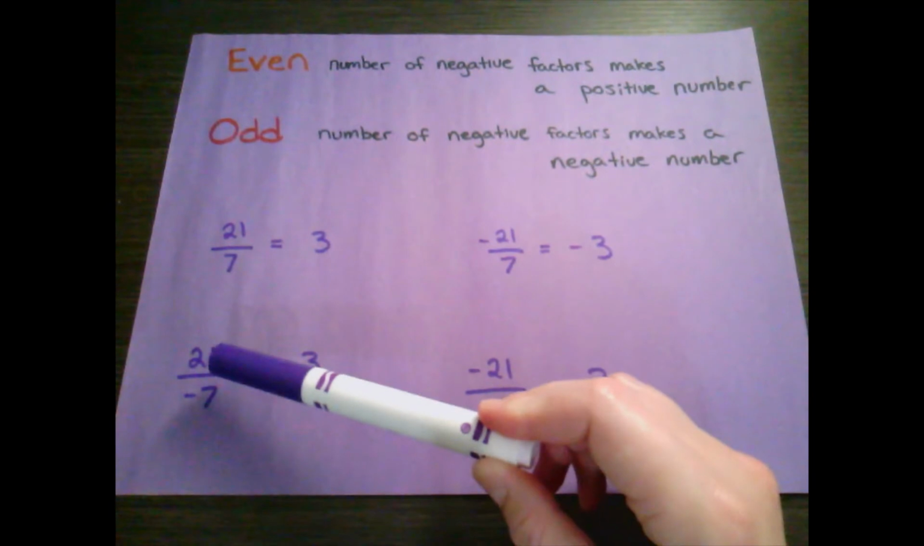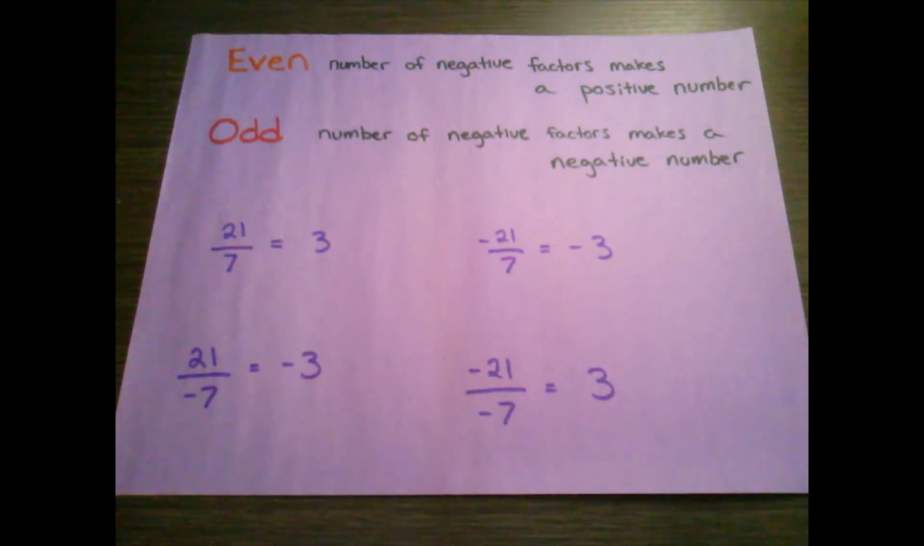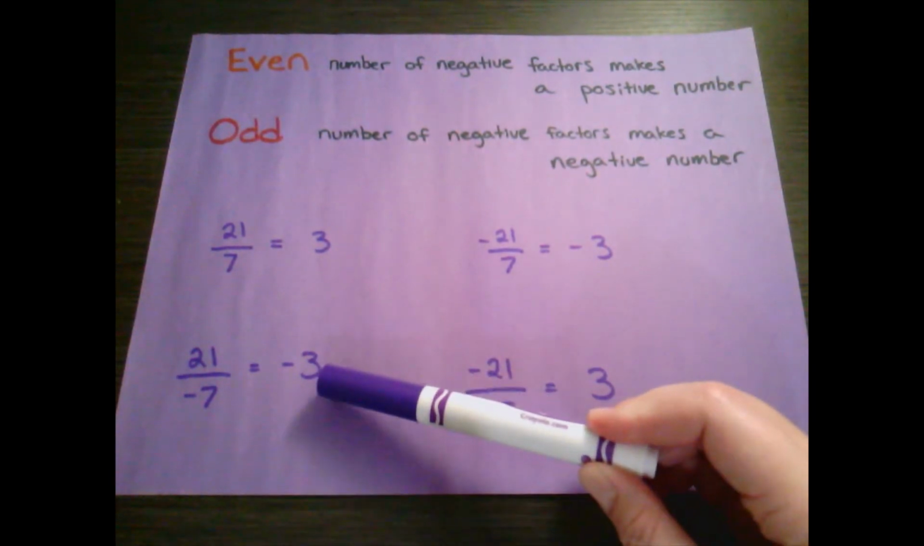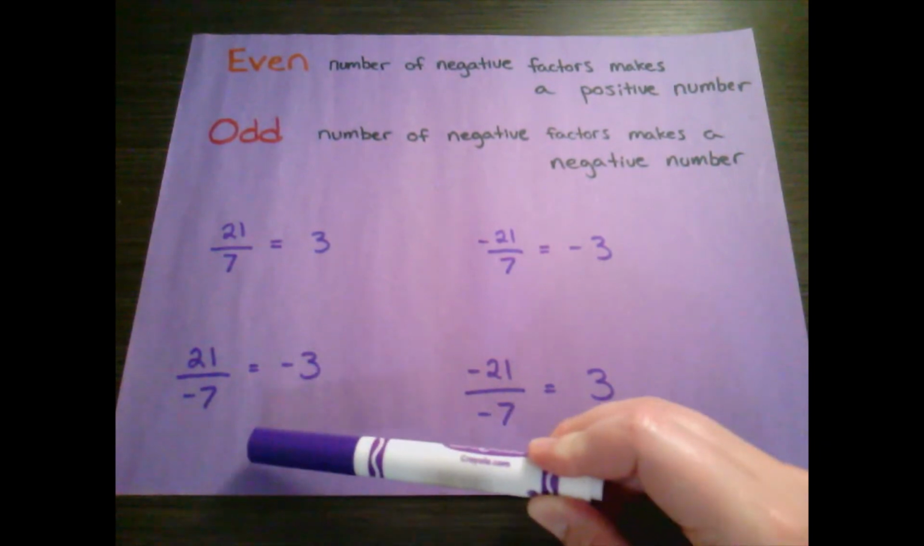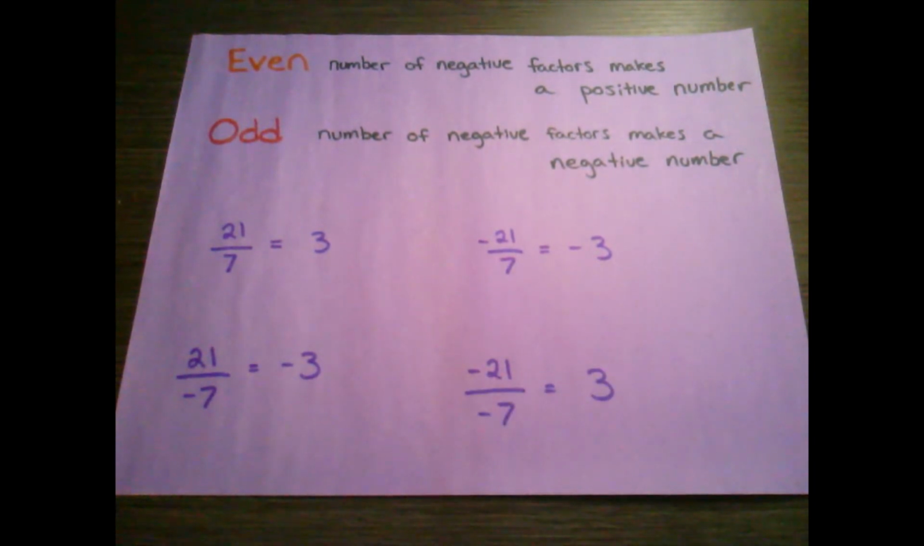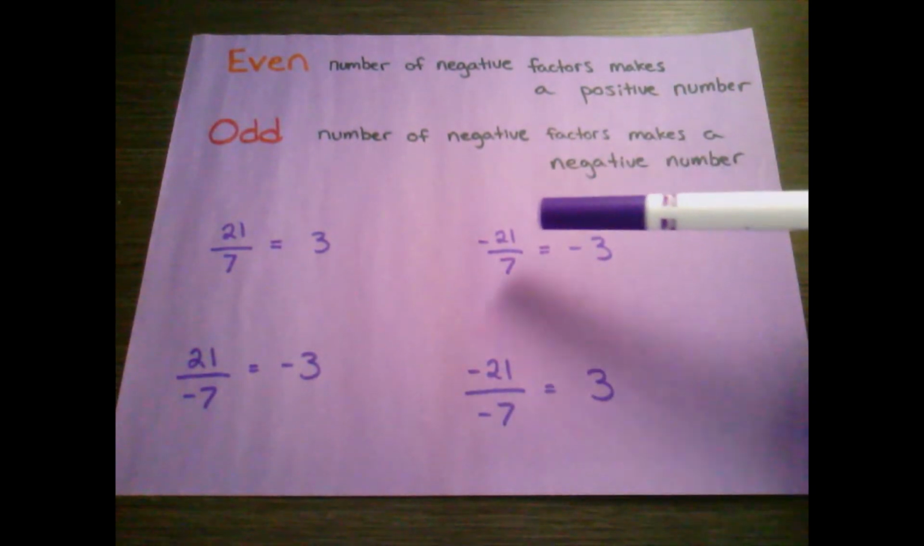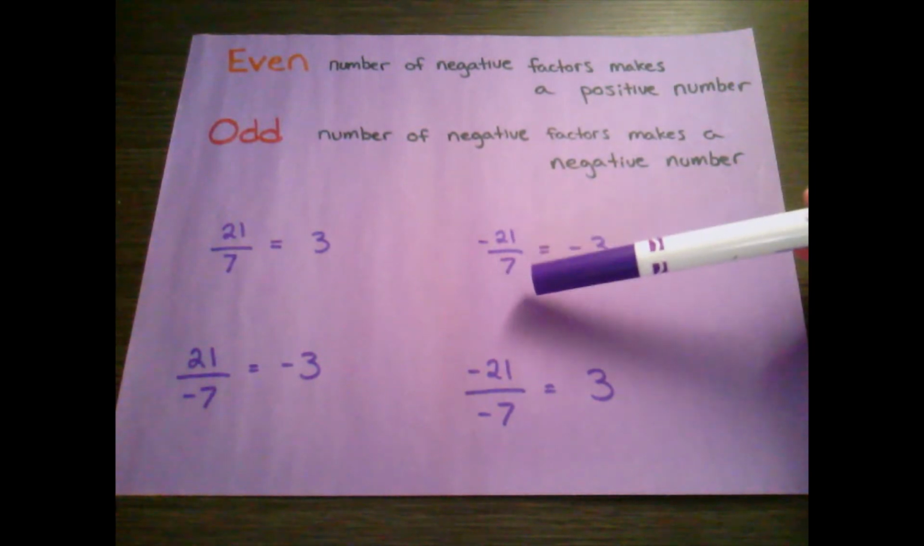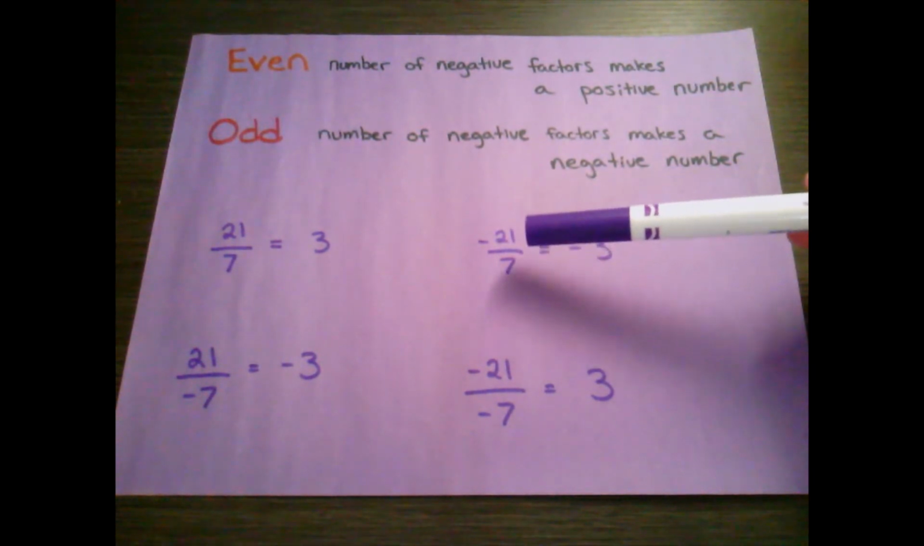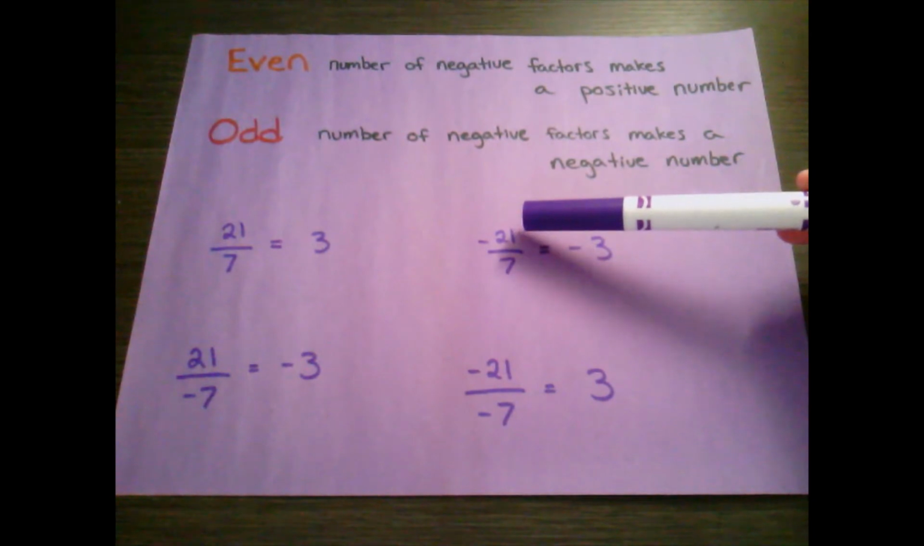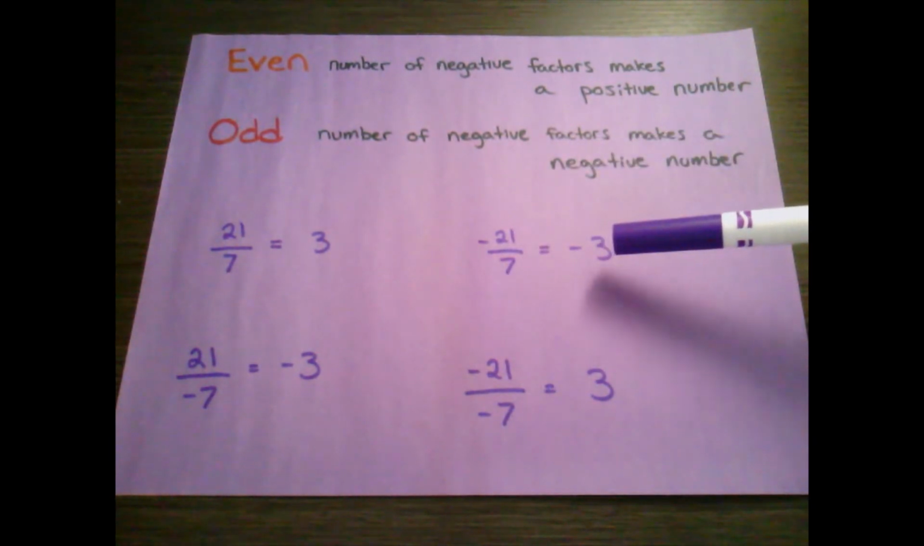For this example, 21 divided by negative 7, we have one negative number, which is negative 7. That is technically an odd amount of negative numbers, so that would give us a quotient of negative 3 because we only have one negative number. Over here we have negative 21 divided by 7. We only have one negative number, so we will have a quotient of negative 3.